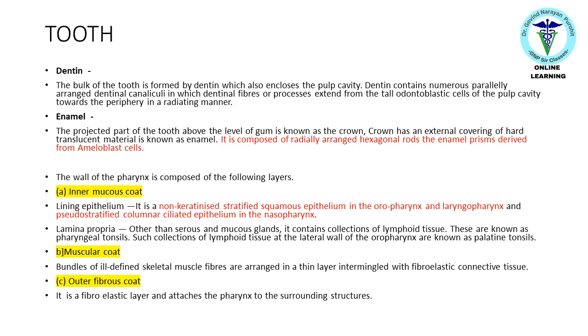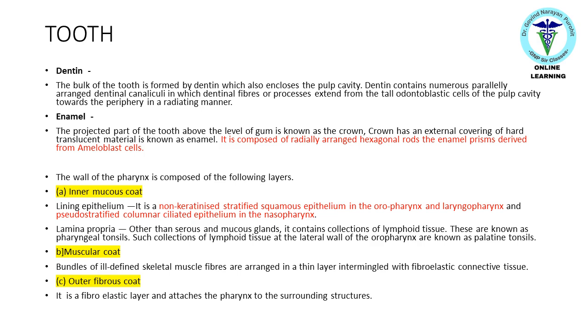The wall of the pharynx is composed of the following layers. A. Inner mucous coat. Lining epithelium. It is a non-keratinized stratified squamous epithelium in the oropharynx and laryngopharynx and pseudostratified columnar ciliated epithelium in the nasopharynx.